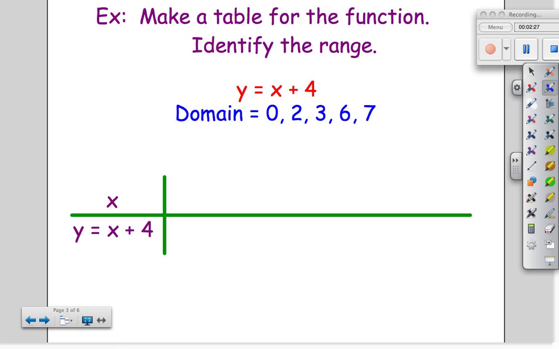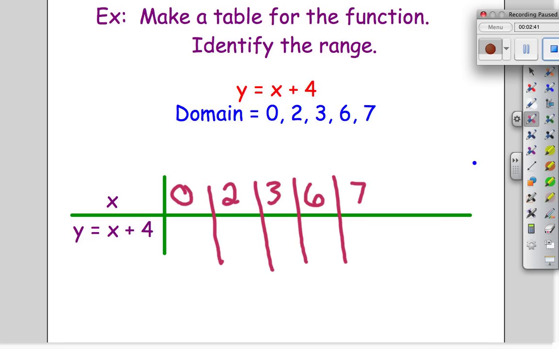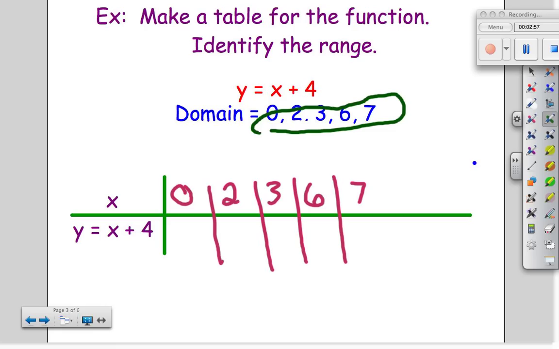So I'm going to start out by taking my domain values of 0, 2, 3, 6, and 7, and I'm going to put them in for x. Now that I've got those domain values in there, I need to find my y values, or my range. So each time I have a domain value, I'm going to take that and substitute it in for x.